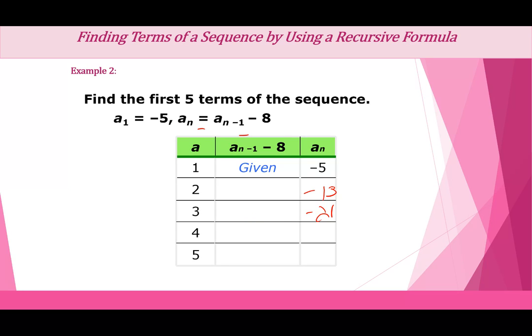All right. And then the A sub 4 value will take the A sub 3 value minus 8. So that's going to be -21 minus 8, which makes -29. And then your A sub 5 value would be your A sub 4 value minus 8. So the fifth term equals the fourth term minus 8. The fourth term was -29. -29 minus 8 is -37.